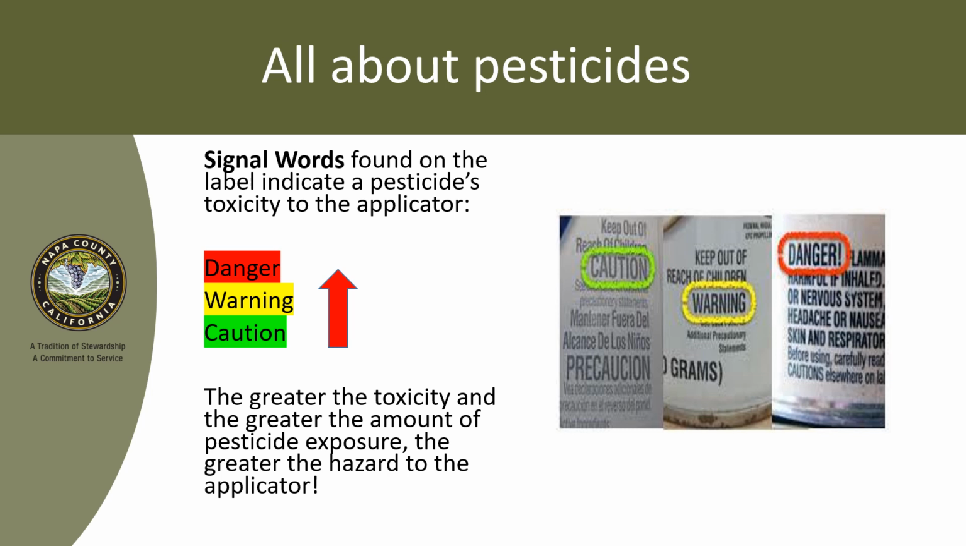Every pesticide has on its label a signal word: caution, warning, danger. It's pretty intuitive. Caution means be careful, warning means be even more careful, etc. But a better way to look at this is to say, the greater the toxicity of this pesticide and the greater the amount of pesticide exposure, the greater the hazard to the applicator. So the more exposed you are, like mixing and loading, for instance, and the greater the toxicity, for instance, warning or danger products, then obviously it's a greater hazard overall to the applicator.